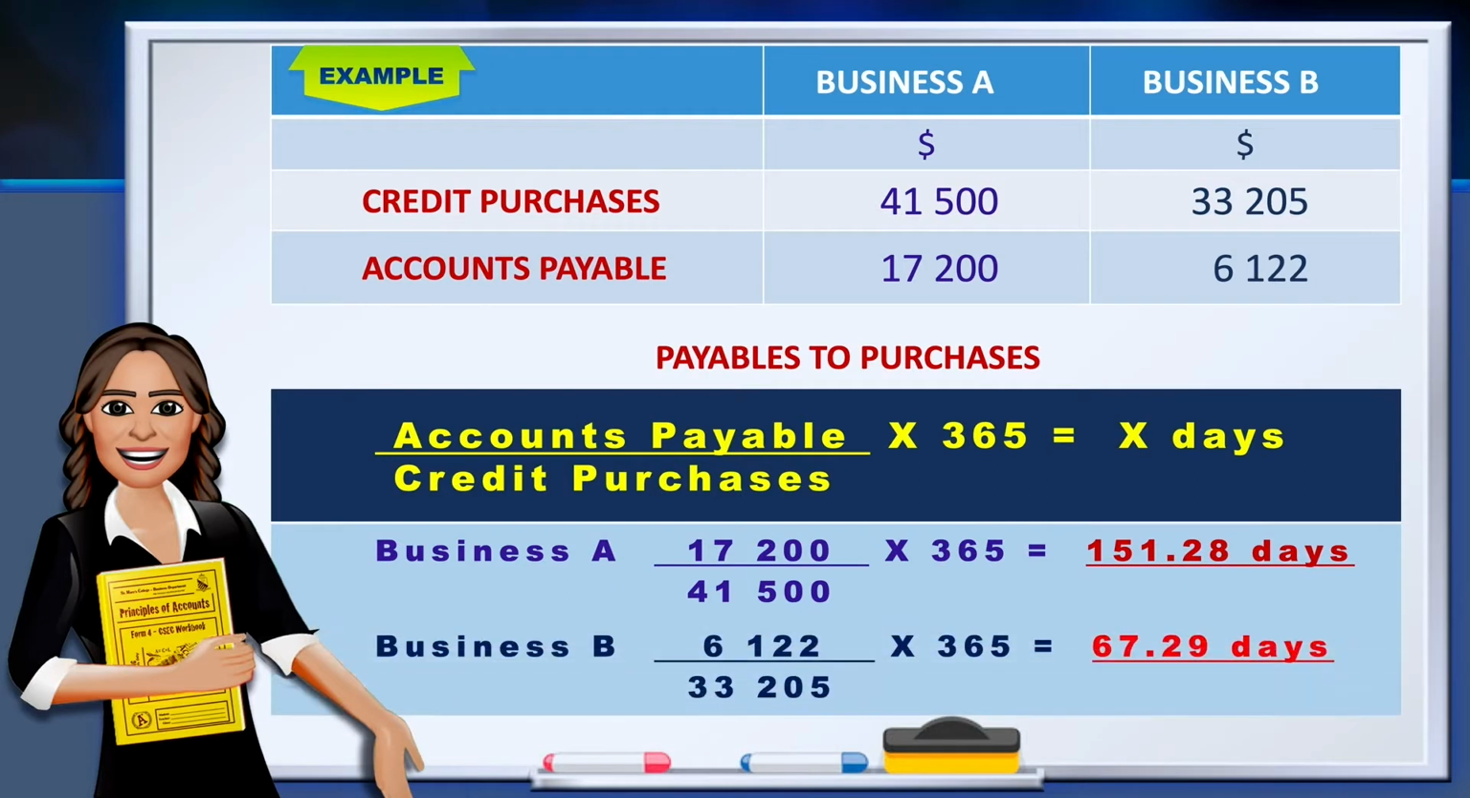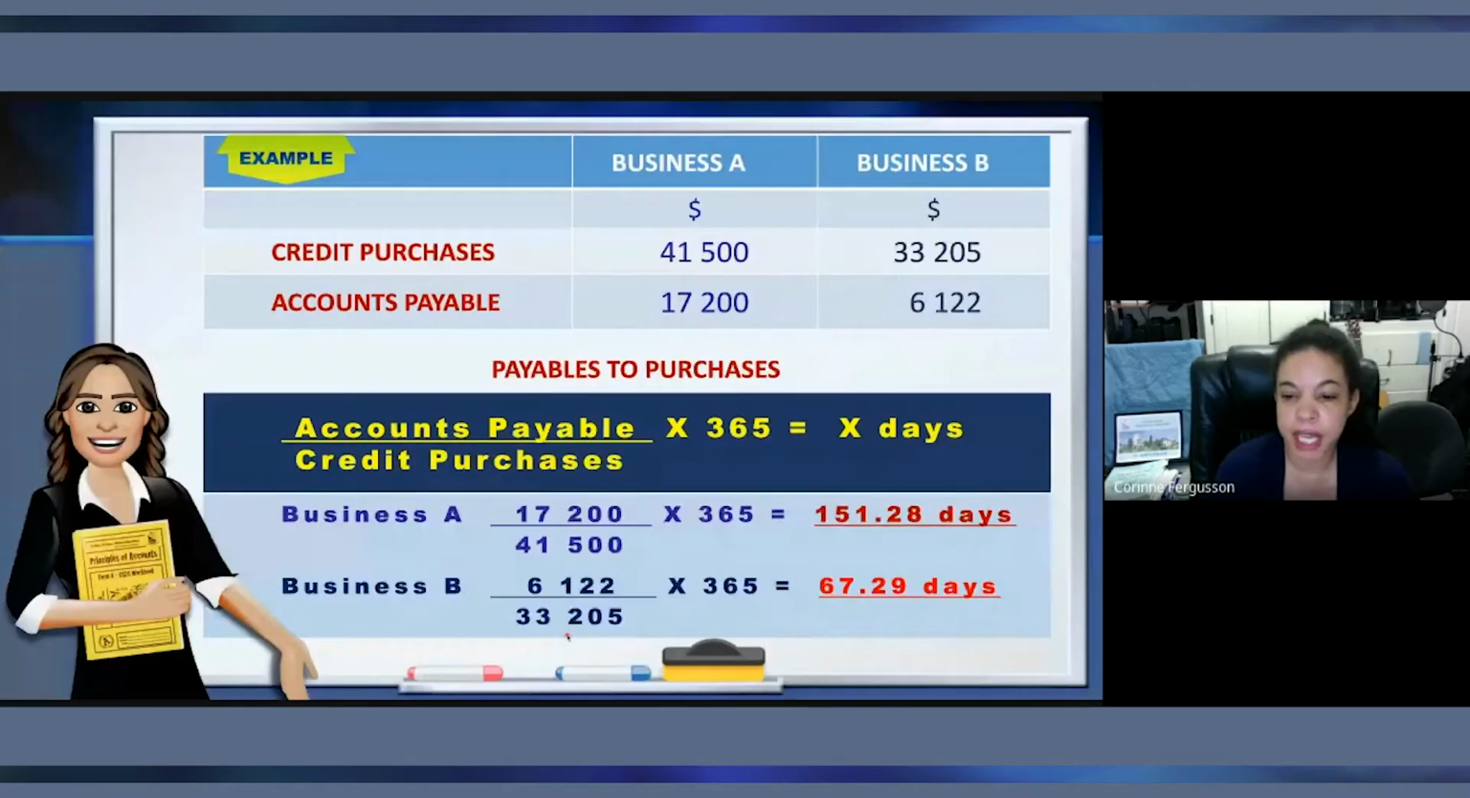And then for business B, plugging in the figures, accounts payable 6,122 over your credit purchases, which for business B was 33,205. Multiply that by 365 and the answer you get is 67.29 days, or 67.3 days, depending on how you rounded it off. Emphasis on the days.